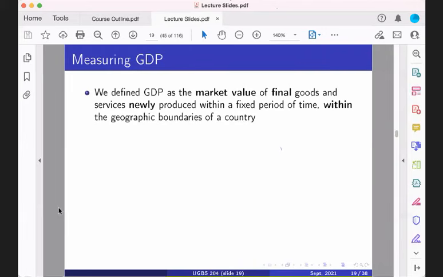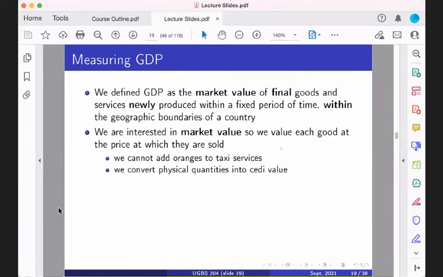Now, we are interested in what? Market value. So we value each good at the prices at which they are sold. So we cannot add oranges to taxi services. I was talking about this earlier on. We convert their physical quantities into what? Monetary value. You cannot add oranges, physical quantities, to a service like taxi service. What you have to do is to convert it into monetary terms. So the monetary value of all oranges, the monetary value of all taxi services, put all together, then you can get your market value.